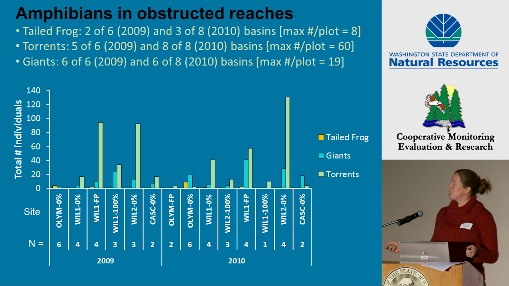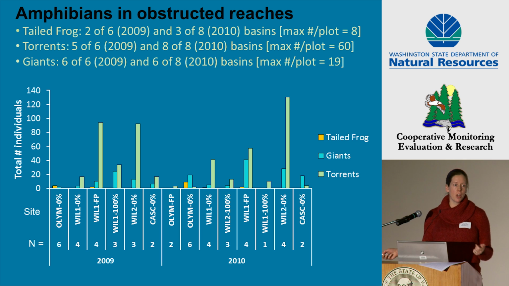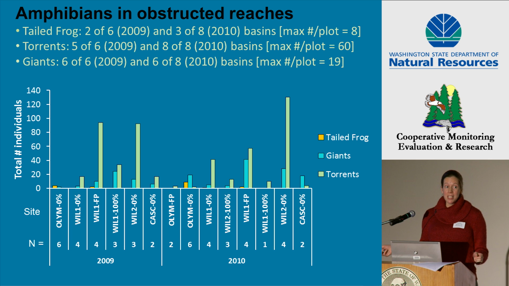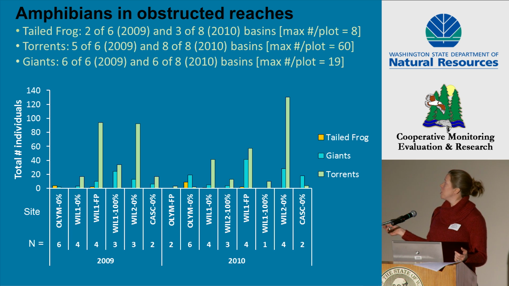And then this is the total number of individuals for each of the 3 species, tailed frog, giant, and torrent, that were encountered across all of the plots in that year. The take-home message is that we did observe all of the species in those obstructed reaches, sometimes in very large numbers. Here we had 4 plots in one site in 1 year with almost 140 individuals detected across those 4 plots. That is a lot of amphibians in a very small 3-meter reach.